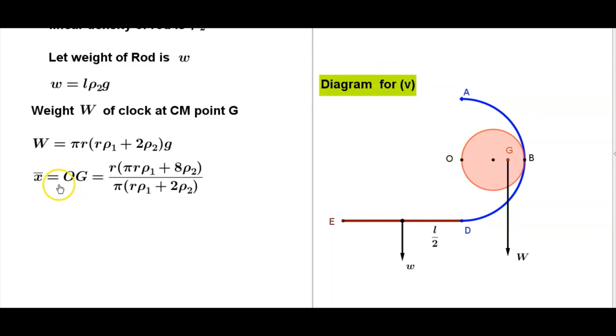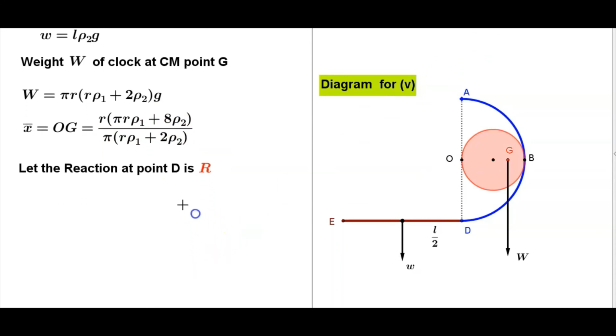This x bar was also proved in the previous part: R into (pi r rho 1 plus 8 rho 2) over pi into (r rho 1 plus 2 rho 2). Let the reaction at point D, where it is kept on the table, be R. Therefore, the reaction at point D is R.